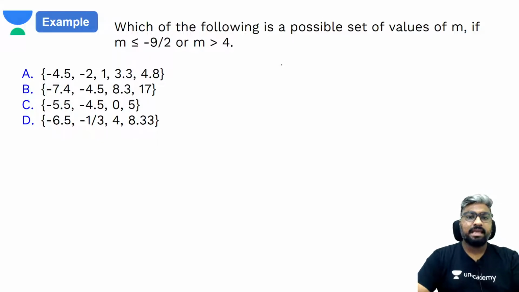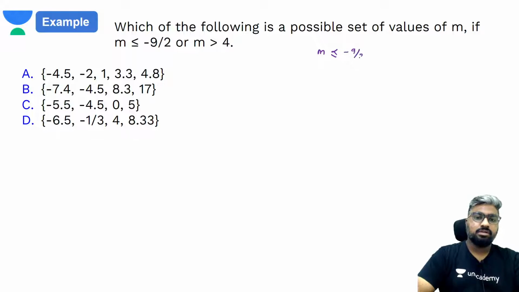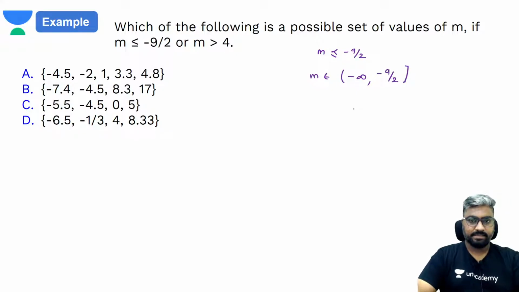Which of the following is a possible set of values of m if m is less than or equal to -9/2 or m is greater than 4? What does it mean? m is less than or equal to -9/2. This basically means the value of m could go from minus infinity all the way till -9/2, where -9/2 will be included.